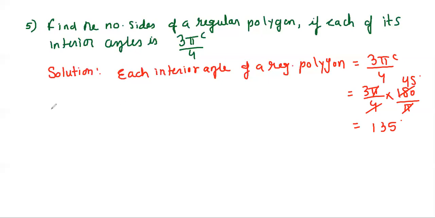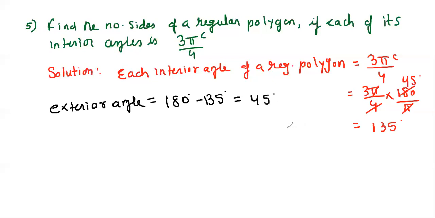I would write down here exterior angle. We know that an interior angle and an exterior angle are always supplementary. If I want the exterior angle, I need to subtract 135 from 180. 180 degree minus 135 degree. If I subtract this, I get 45 degree. So each exterior angle is 45 degree.